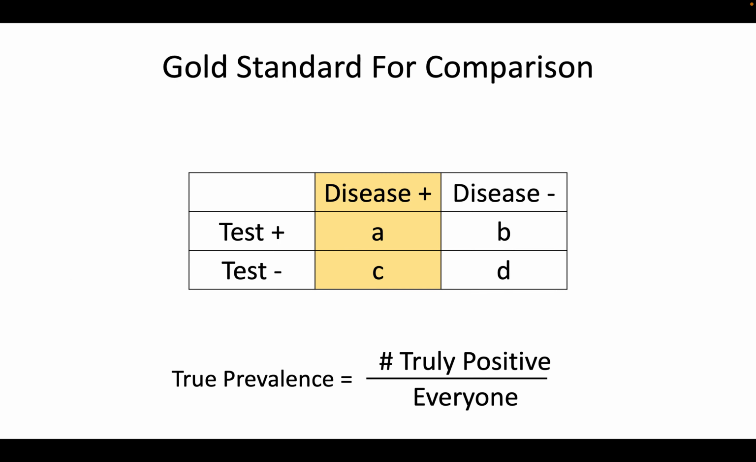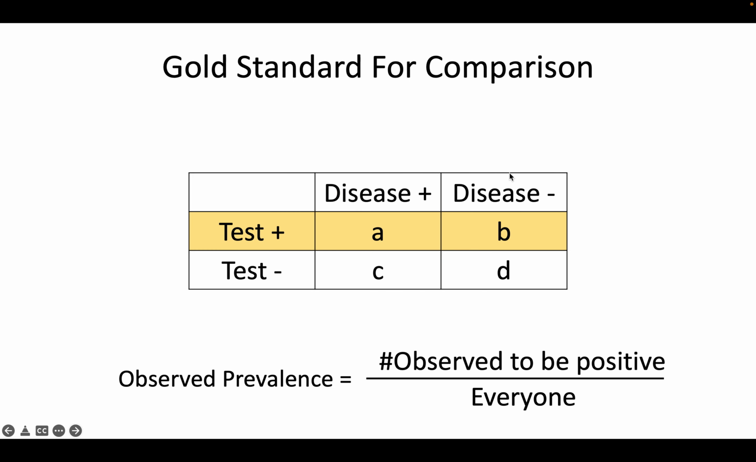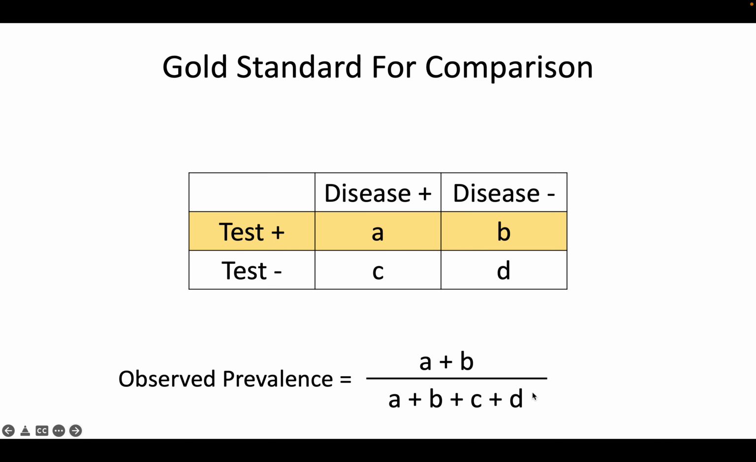So the true prevalence of the disease is the number of people that are truly disease positive, so A and C, divided by everyone. So the number that are disease positive divided by all of the people in the population or in the study. The observed prevalence is the total people that the test said have the disease divided by everyone, so A plus B over everyone.